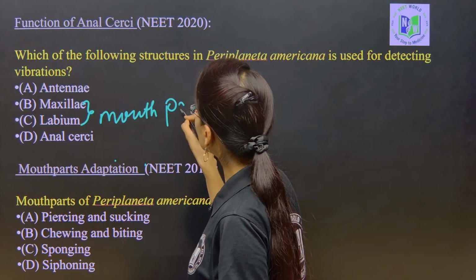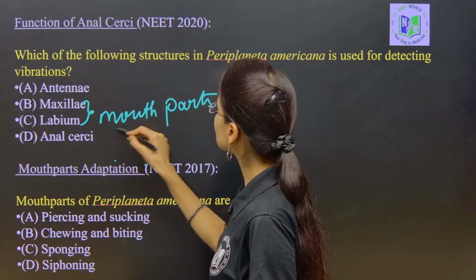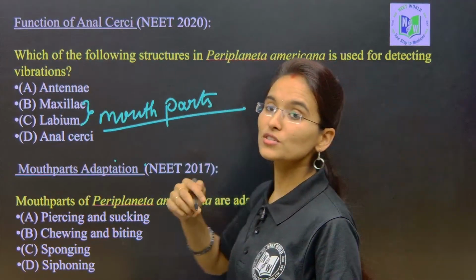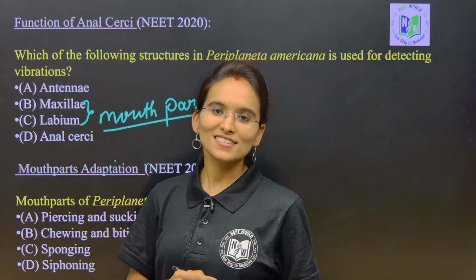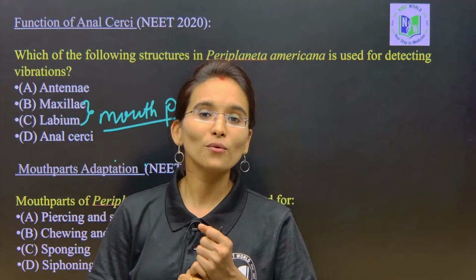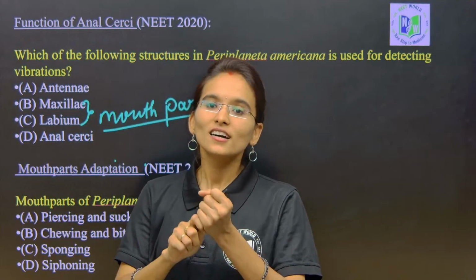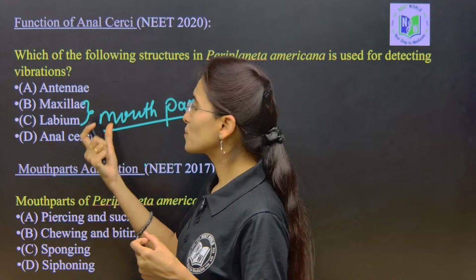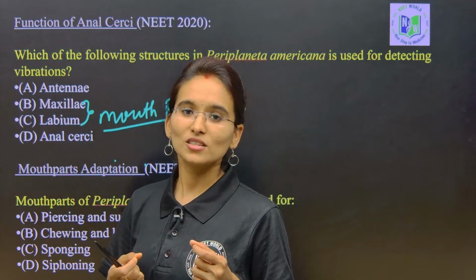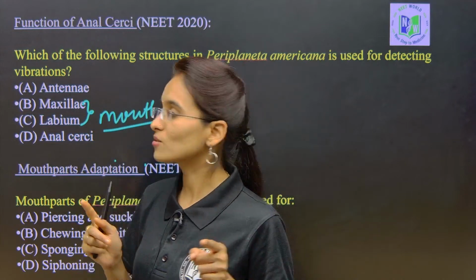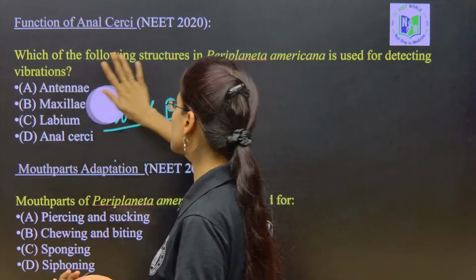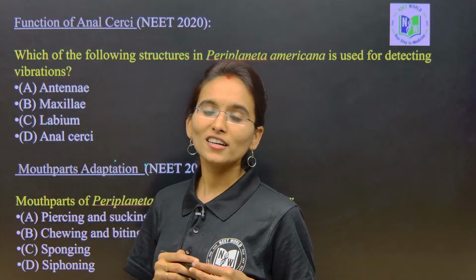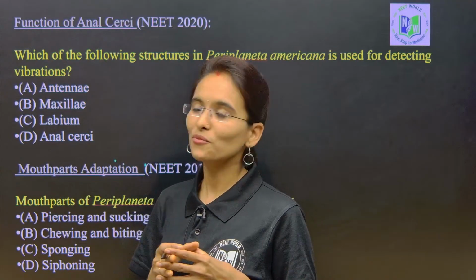So what is the question actually, my dear students? Which of the following structures in Periplaneta americana is used for detecting vibrations, right? The question is related to vibrations, not about how it is going to taste the food. Only related to vibrations. These are a few sense organs displayed in the options. You just need to identify which will help in detecting vibrations.